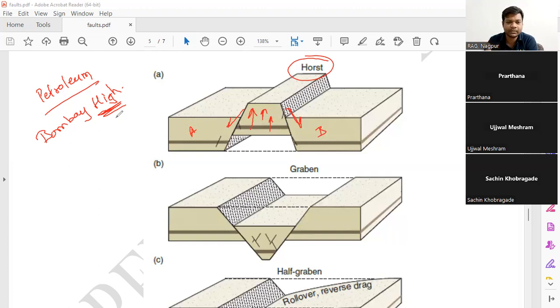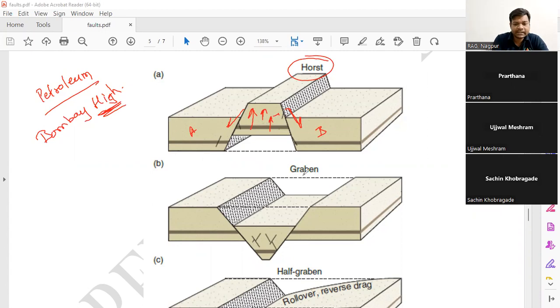The Bombay High oil field produces almost 60% of India's total domestic production. So it is the largest oil field in India, which produces this much crude oil daily. So the horst structure or the faults altogether are excellent traps for petroleum.